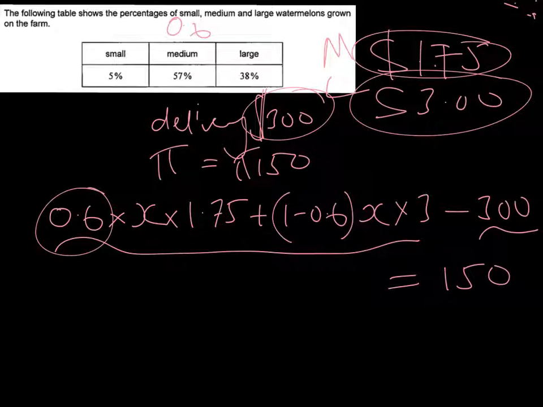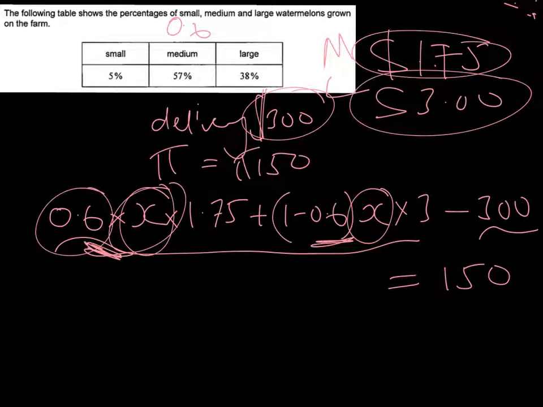You can see the only unknown in this is X, the total number of watermelons. One term is telling us the proportion of medium watermelons, the other the proportion of large watermelons, but we've only got one unknown, which is the total. If you solve this equation, you end up with X equals 200. So the number of watermelons in the delivery was 200.